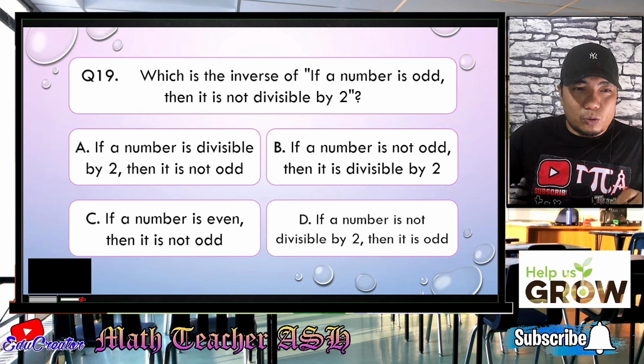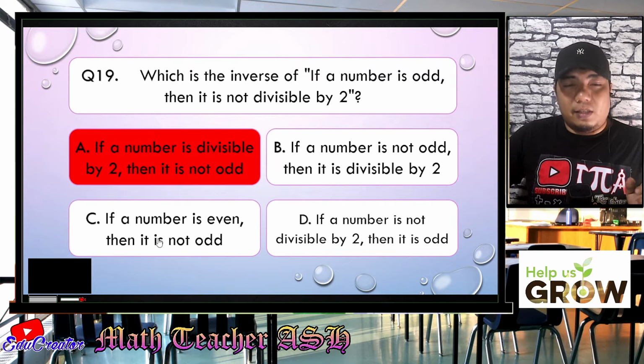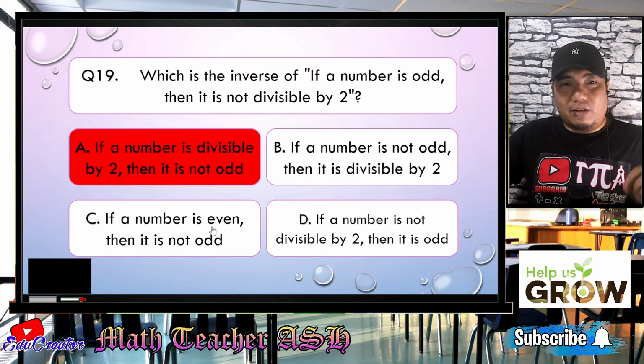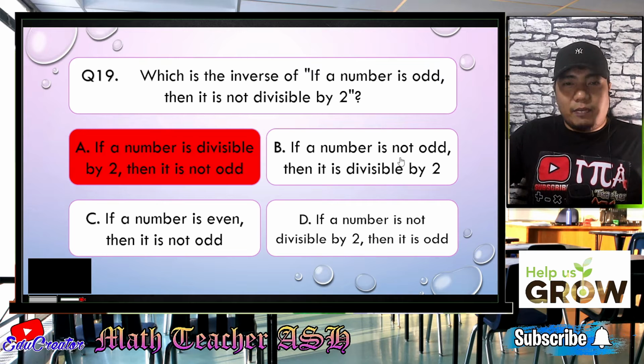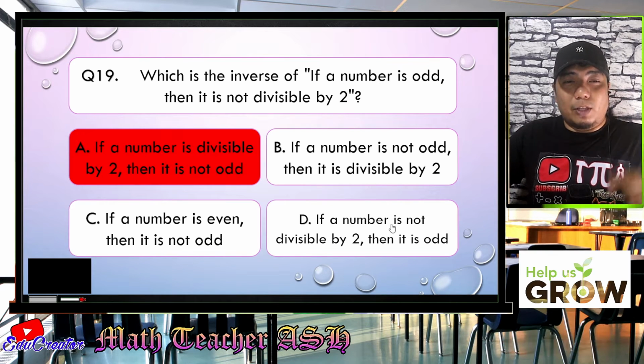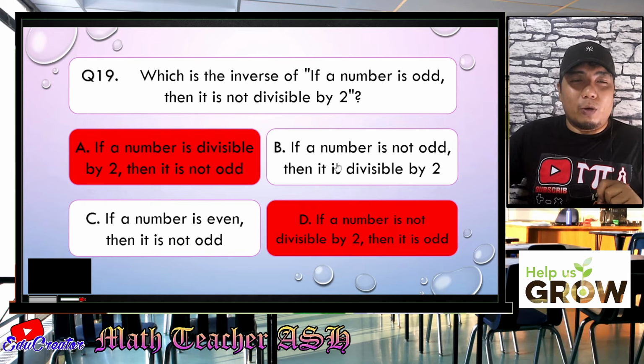So this one, letter A, is wrong. Letter C, if a number is even. That is the basic inverse of odd, so that might be correct. Letter B, if a number is not odd. That can also be correct. Letter D, if a number is not divisible by 2, is not the one. So we only have B and C.